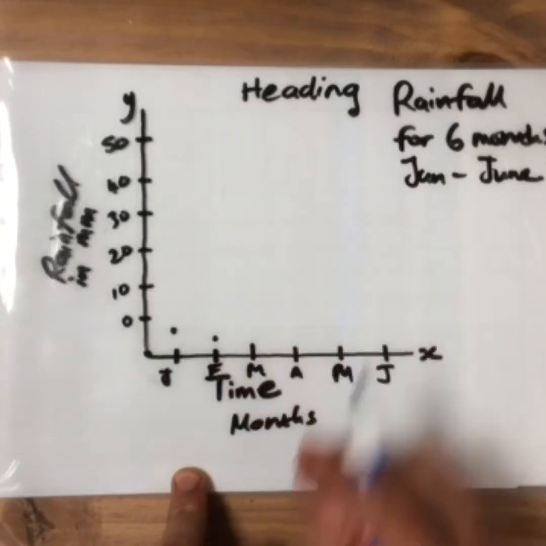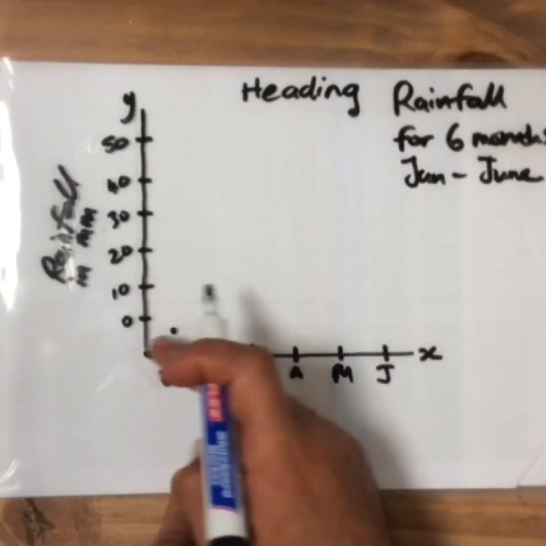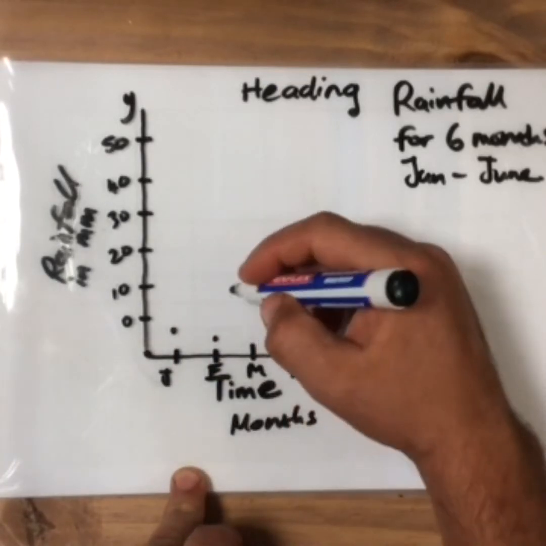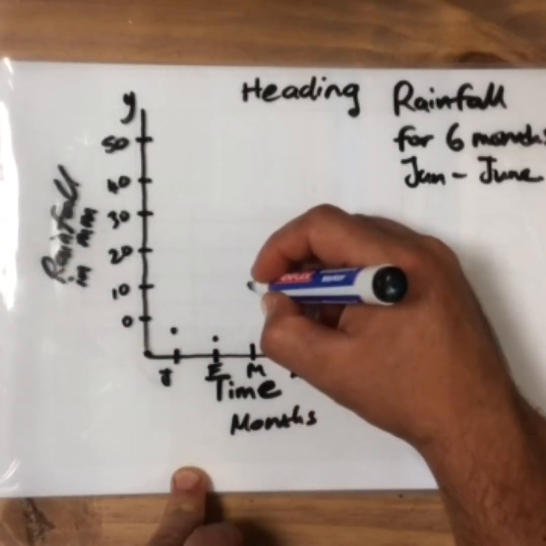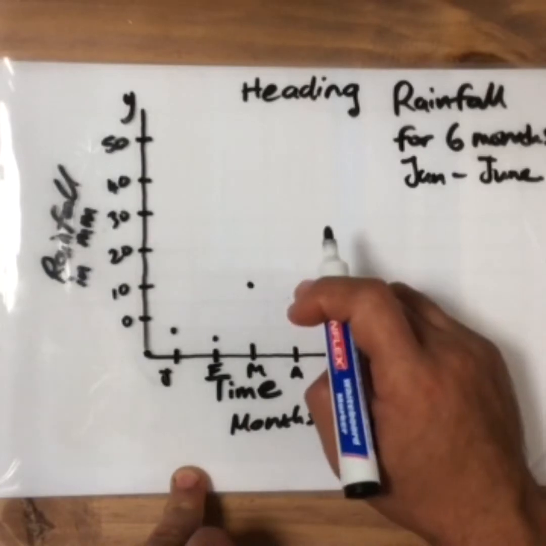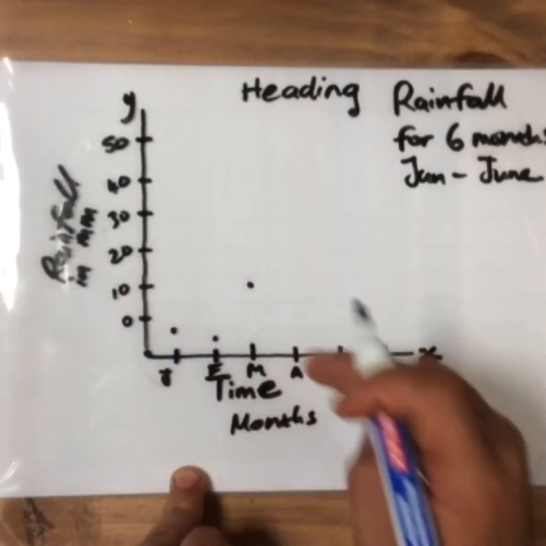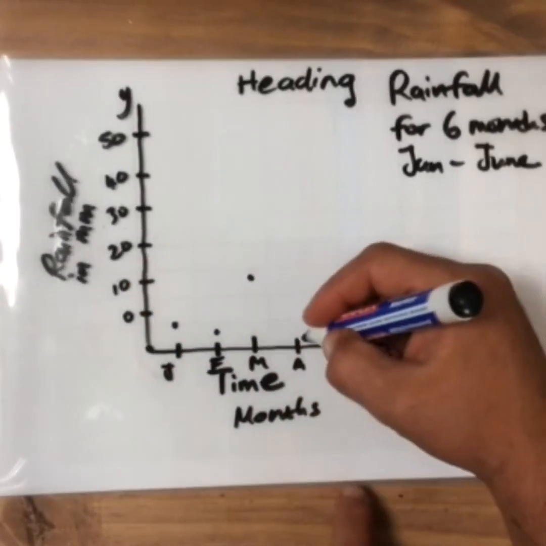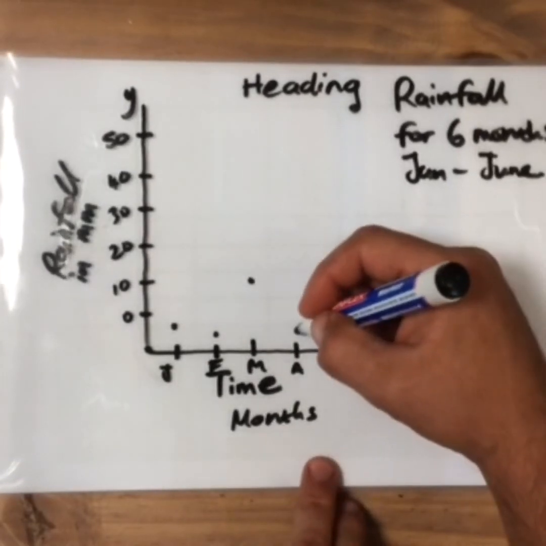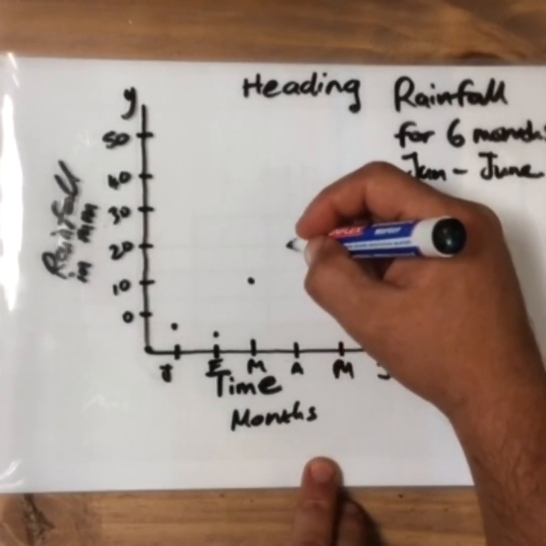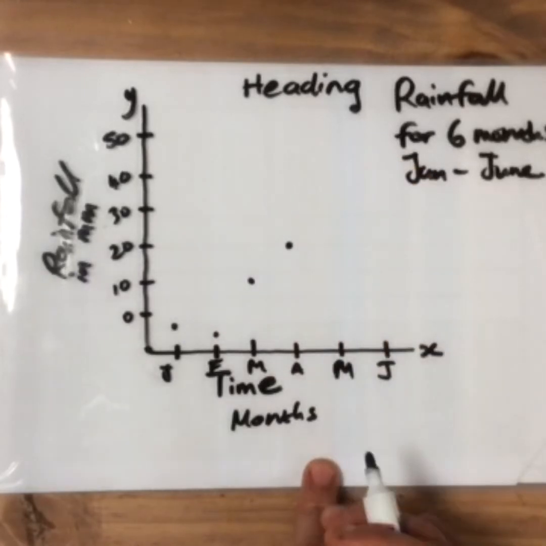Alright, and then in February we had even less rain. We had almost no rain happening. So in the first 2 months of the year, generally you have no rain. Alright, then all of a sudden it starts to jump up. March, we had about 10 millimeters of rain in the month of March. Alright, and then we go to April, we see we're going to have about 20 millimeters of rain.